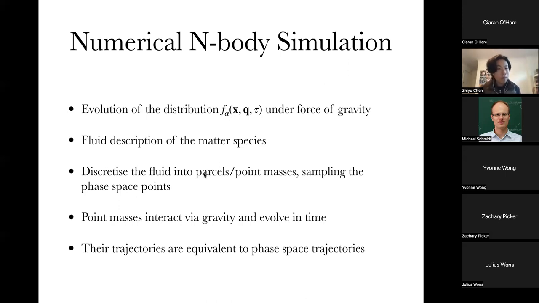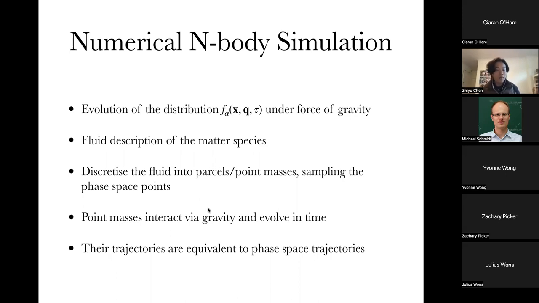So I take one parcel, and this parcel represents a particular starting location X and a starting momentum Q. Then I follow the evolution of this one phase-space point, rather than following the evolution of a physical particle. If you have enough parcels, enough particles in your simulation, then you sample enough of your phase-space volume, and eventually you're going to get the bulk behavior of the species that you're trying to track.